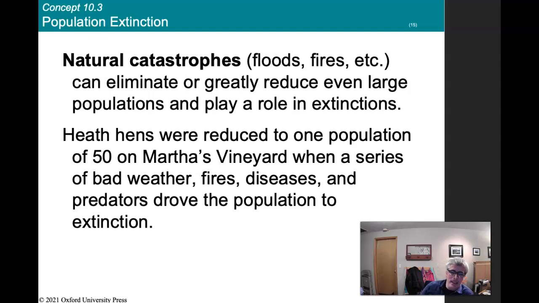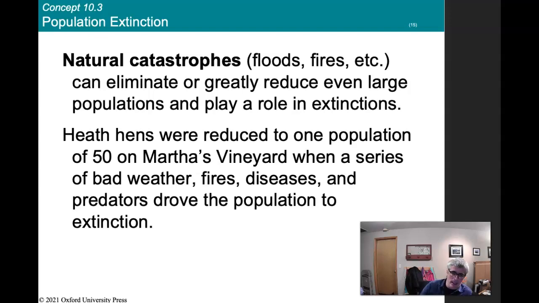There's this example of heath hens that were reduced to one population of 50 on Martha's Vineyard, and then a series of bad weather, fires, diseases, and predators drove out the population. They kind of got hit with everything, and they were all in one spot. So the story of the heath hen is don't keep all your eggs in one basket. And in this case, the basket happened to be Martha's Vineyard. The population had grown back to, was it 20? There were 2,000 individuals, I think, but they were all on that same spot.